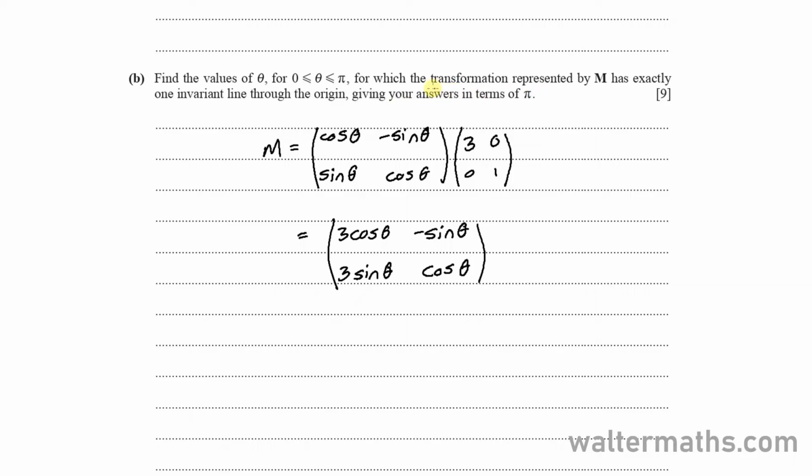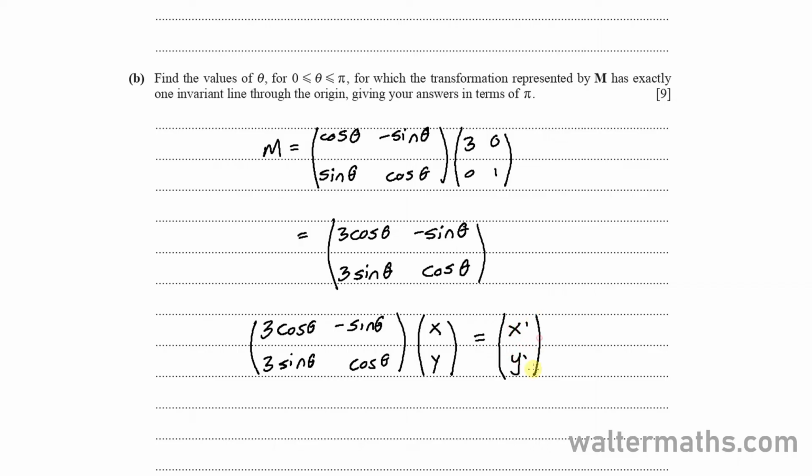So again, the question is saying, find the values of theta for which the transformation represented by M has exactly one invariant line through the origin. So the matrix M is an operator matrix. So I'll just write it down. That's 3 cos theta, minus sine theta, 3 sine theta, cos theta. It is going to map the points x, y on the line and produce an image, which I want to call x dash and y dash.